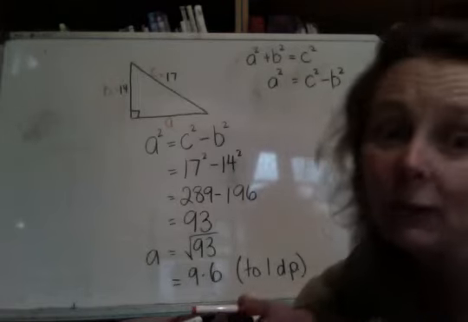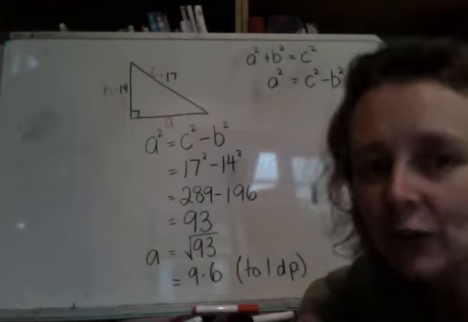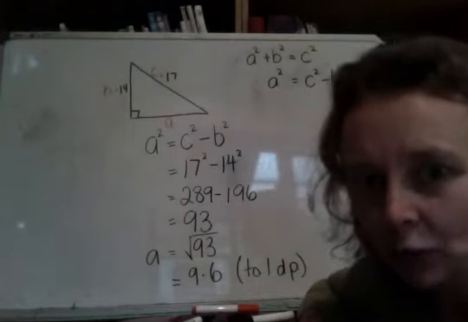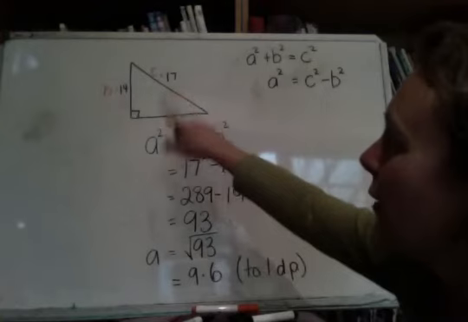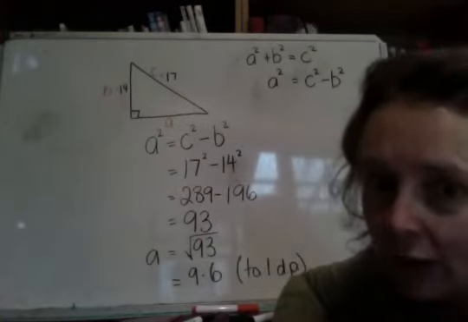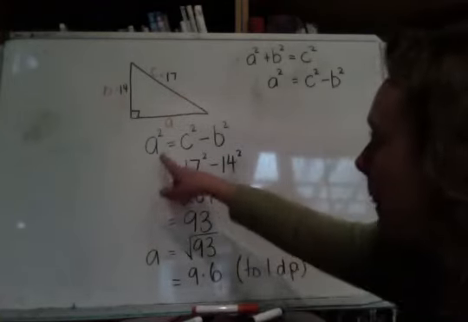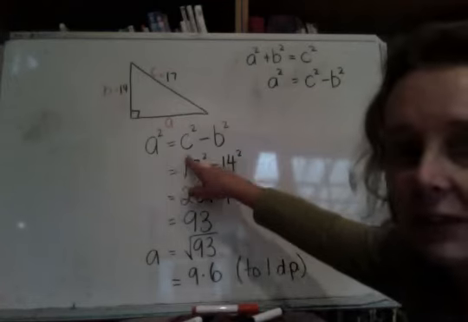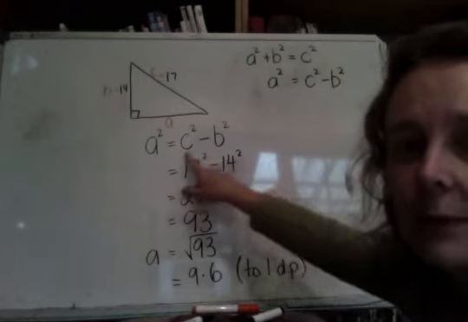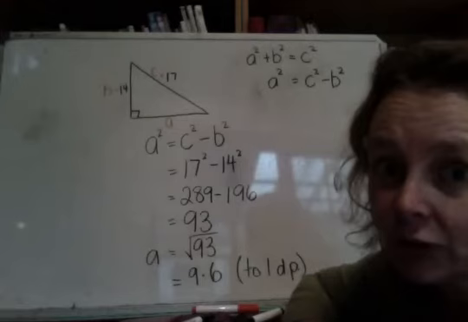Okay, you could play around with some numbers and just check for yourself that you agree that that would be true. So for our right angled triangle here, a squared must be equal to c squared minus b squared. Remember, c is always the hypotenuse.